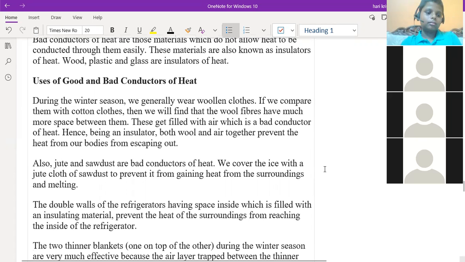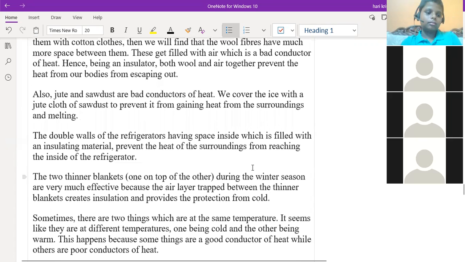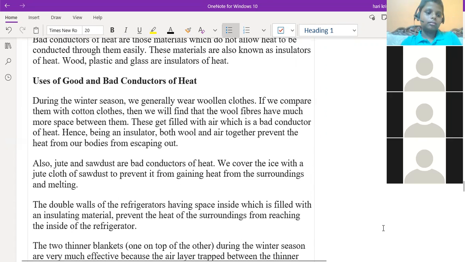Okay, next one: uses of good and bad conductors of heat. So where do we use these good conductors and bad conductors?